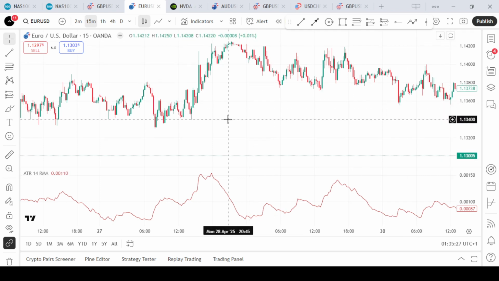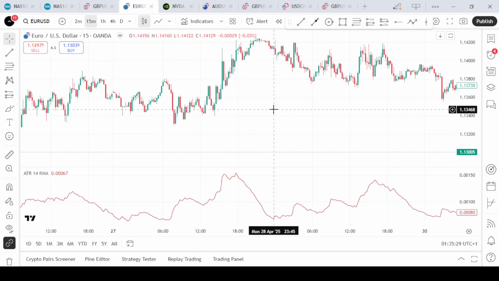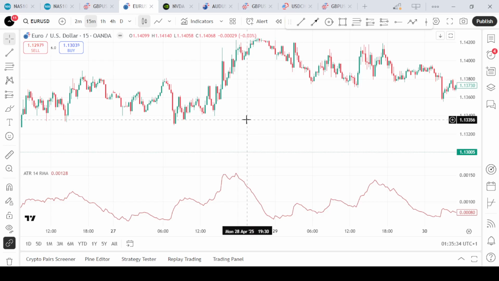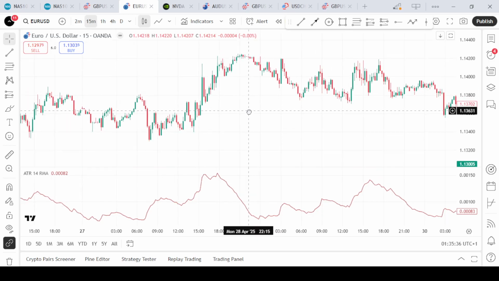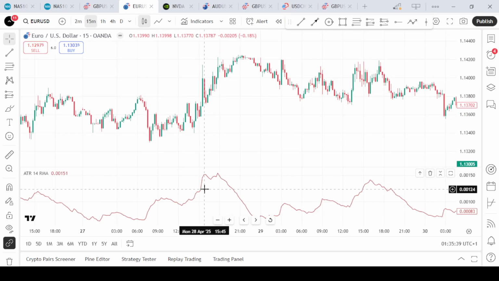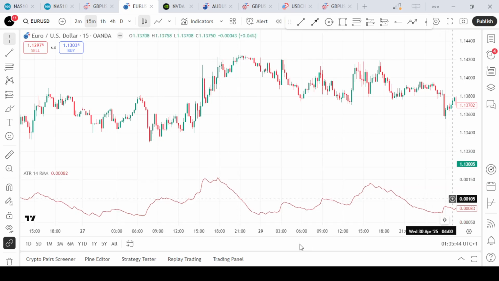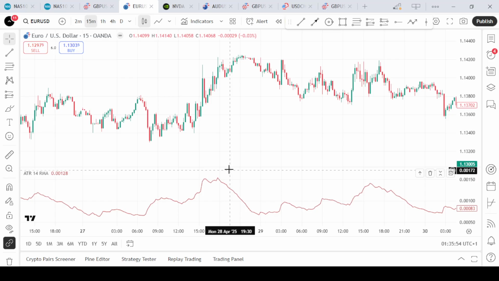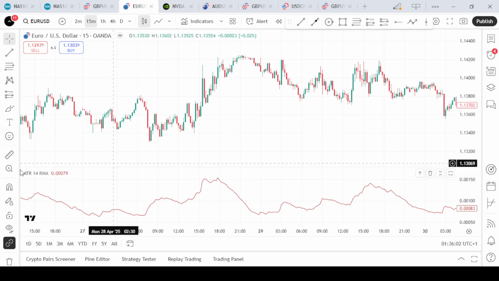So we start by understanding what the average true range is, and this is a technical indicator. Unlike other indicators that predict price direction, the ATR focuses solely on measuring the degree of price movement or volatility in the market. At its core, the ATR calculates the average range of price movement over a specified period, typically 14 periods. That's the standard setting for the ATR indicator.